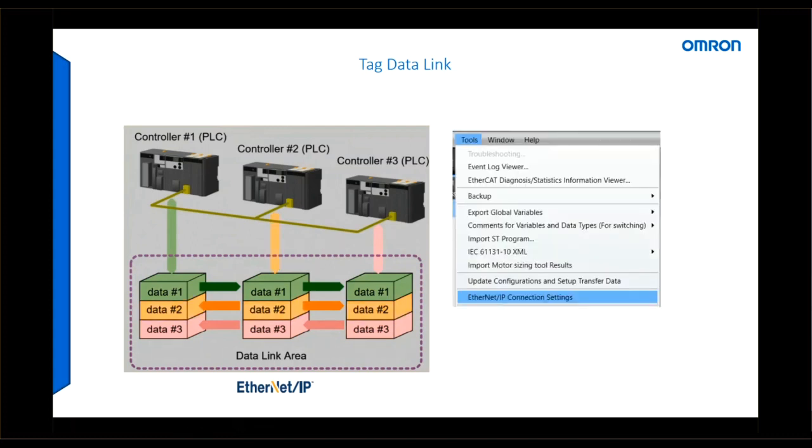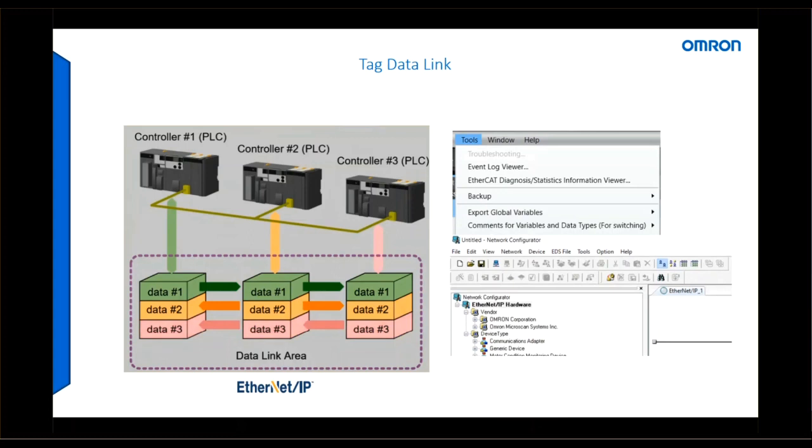So there are two tools. One tool that comes within Sysmac Studio is called the EtherNet/IP connection settings dialog that you open up from the tools menu inside Sysmac. And there's also another tool called Network Configurator that is installed when you install Sysmac Studio. It's a separate tool and you'll find it in the CX-One folder.